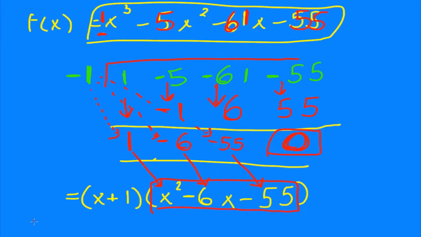Once we have that, we factor this thing right here. When factoring x squared minus 6x minus 55, we get x plus 5 times x minus 11 equals 0, and that gives us our zeros, which are x equals -5 and x equals 11, right? So our three zeros for this function are 11, -5, and -1.